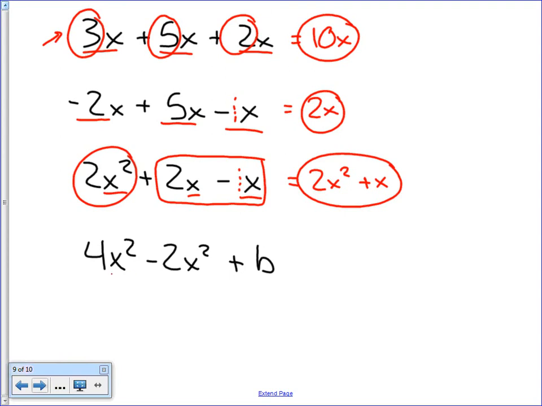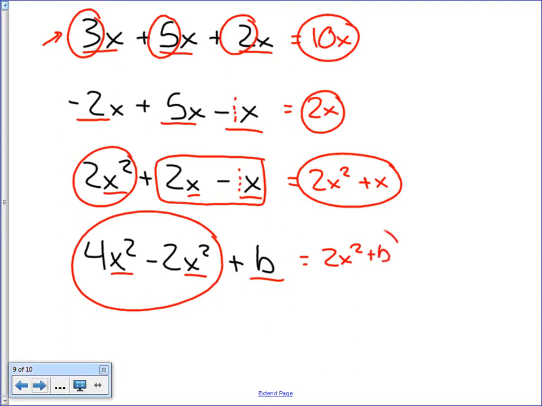The next one, we have an x squared and a b, so I can combine these two together. So 4x squared minus 2x squared gives me 2x squared. And then we'll just add that b. If you can't combine a term, just write it on the end. We're not worrying about standard form quite yet.